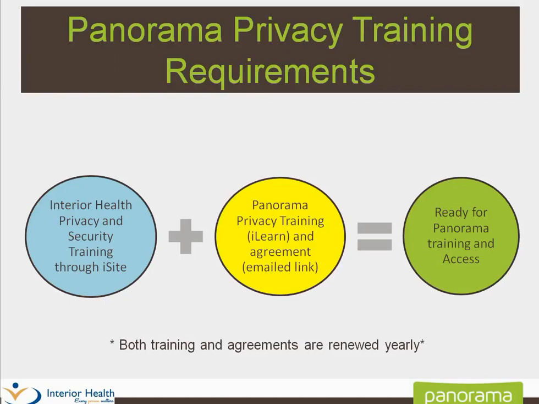The second agreement is for Panorama. Training for this agreement is what you are doing right now. It also includes reading the official agreement and acknowledging that you will comply. This agreement is also renewed yearly, and you will be prompted to complete it by an email sent to you. Follow the links provided in the email. Once you have accepted both agreements, you are ready for Panorama training and access.